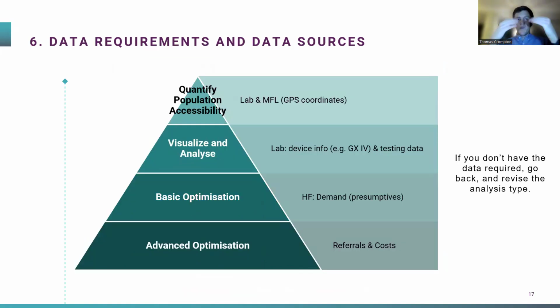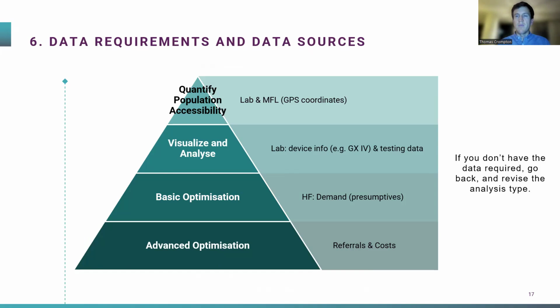So within each of these, assuming you've decided what you want to do and you understand which analysis type you think best fits, we now need to check what data is required. We've done it in a structured way, starting off with the least amount of data and building on that as you go. You start off with just your laboratories and/or your master facility list, so just your GPS coordinates. Where are my laboratories or my facilities on a map?